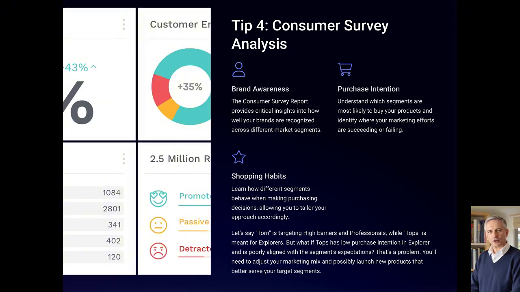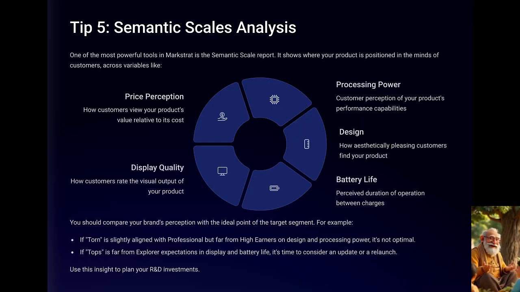Let's say Torn is targeting high earners and professionals, while Tops is meant for explorers. But what if Tops has low purchase intention in Explorer and is poorly aligned with the segment's expectations? That's a problem. You'll need to adjust your marketing mix and possibly launch new products that better serve your target segments.